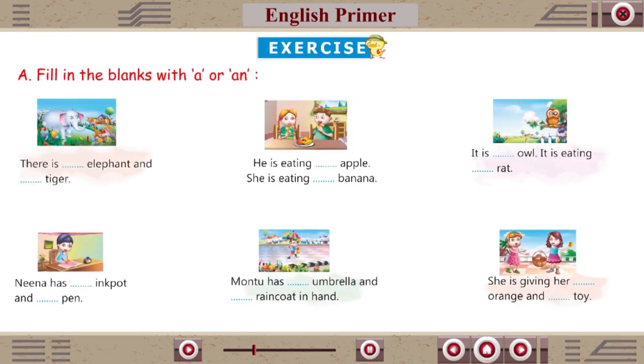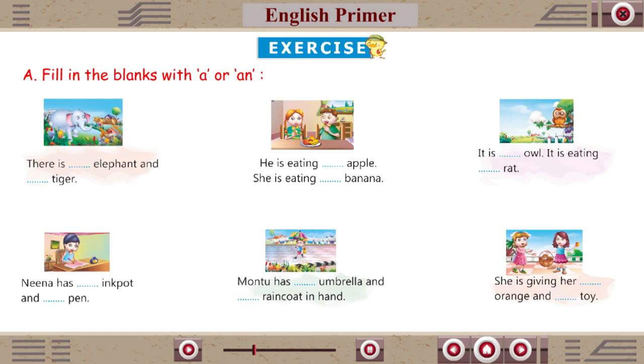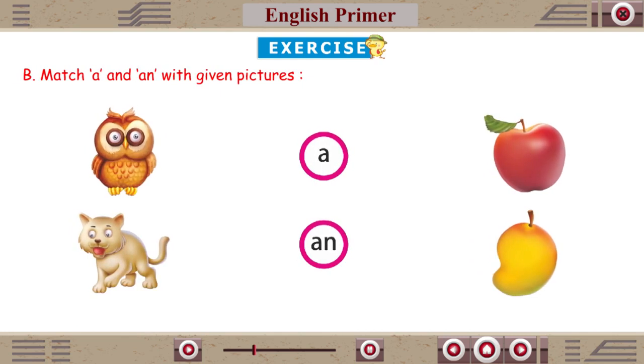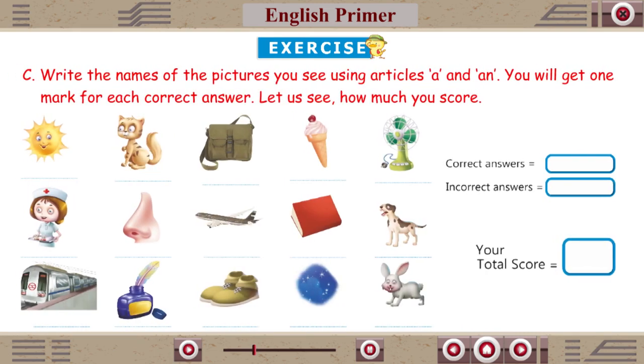Exercise. A. Fill in the blanks with A or AN. Montu has an umbrella and a raincoat in hand. C. Write the names of the pictures you see using articles A and AN. You will get 1 mark for each correct answer. Let us see how much you score.